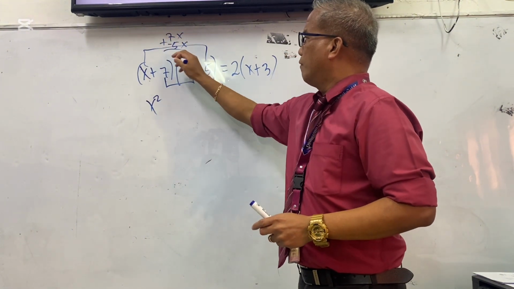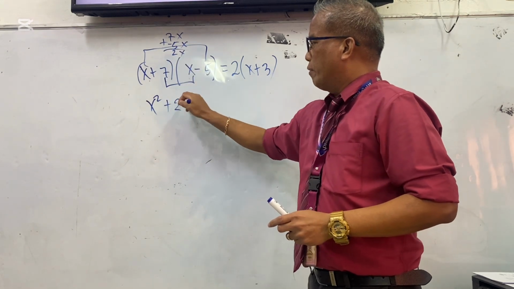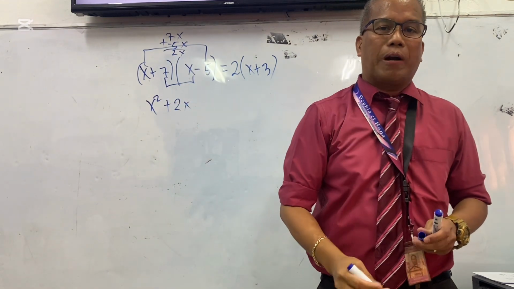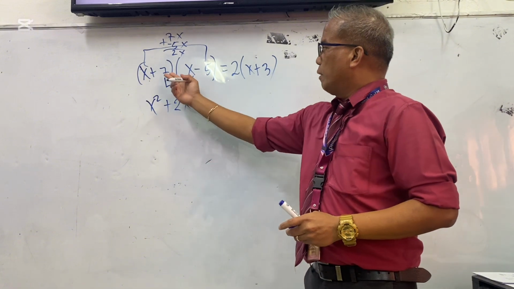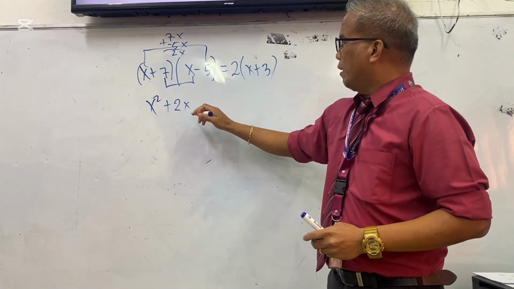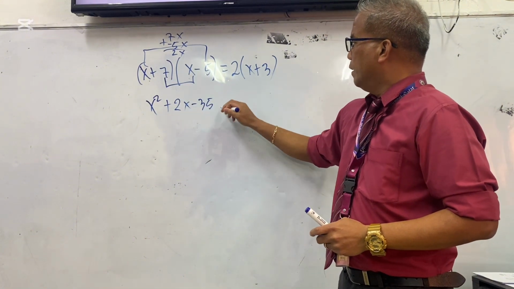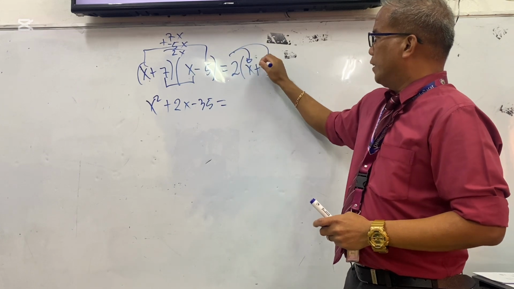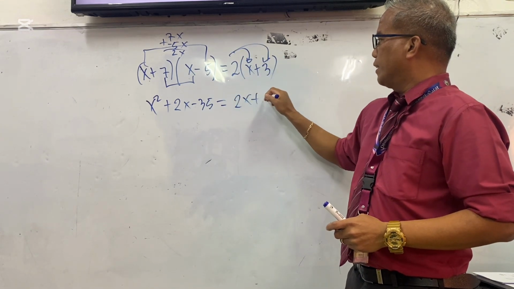So the result is equal to 2x. So that will be your middle term, instead of doing distributive property. And then multiply the last term, 7 times negative 5 equals negative 35. Then equals, distribute the 2, so 2x plus 6.